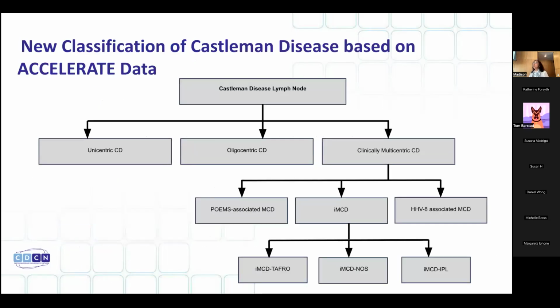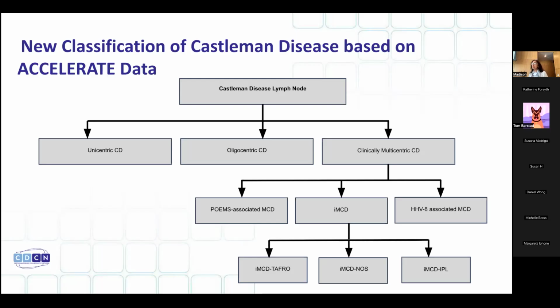Okay. So based on the ACCELERATE data, we now know that there's another group of patients who have what's called oligocentric Castleman's disease. These patients used to be lumped in with unicentric in that they may have a cluster of lymph nodes over a larger region, but not over their whole body. And for these patients, the therapy can't always be resection like unicentric patients have. And so more of what we talked about in terms of dealing with inflammation and compression has to apply.